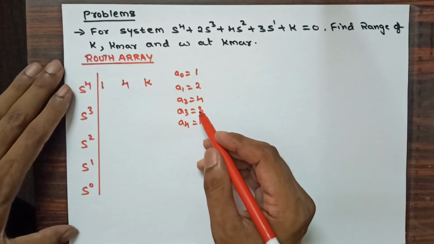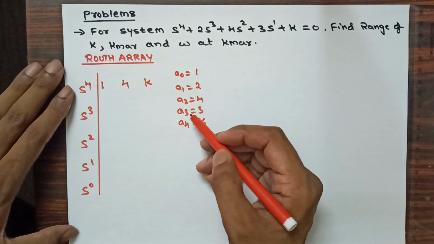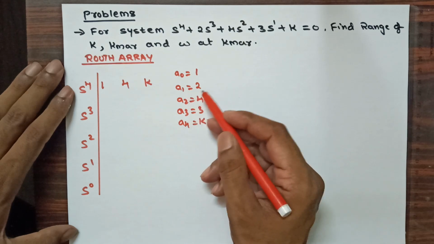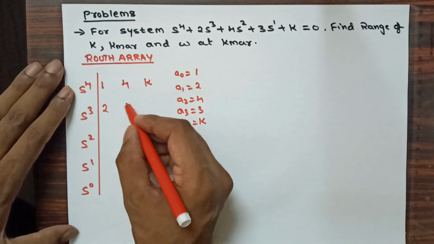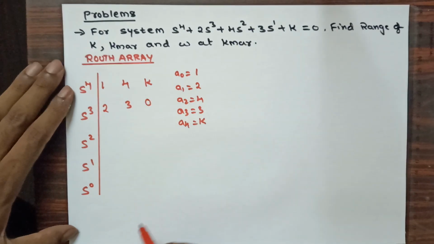Now for the second row we are going to consider the odd coefficients, that is a1, a3. I do not have a5 in this, so I am going to consider it as 0. The a1 coefficient value is 2, the a3 coefficient value is 3, and a5 in this case is 0.